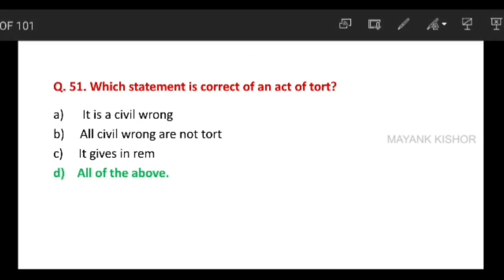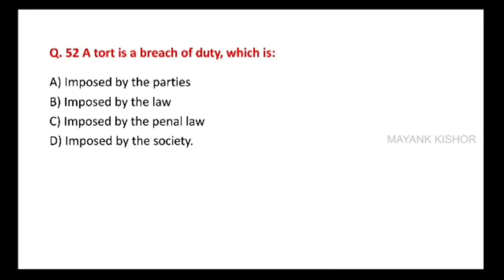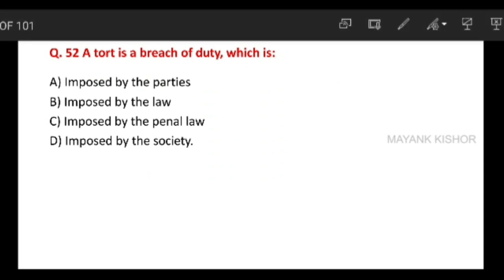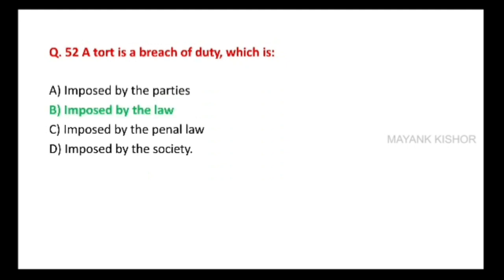Question number 52. A tort is a breach of duty, which is option A, imposed by the parties, option B, imposed by the law, option C, imposed by the penal law, and option D, imposed by the society. And the correct answer is option B, imposed by the law. A tort is a breach of duty which is imposed by the law.